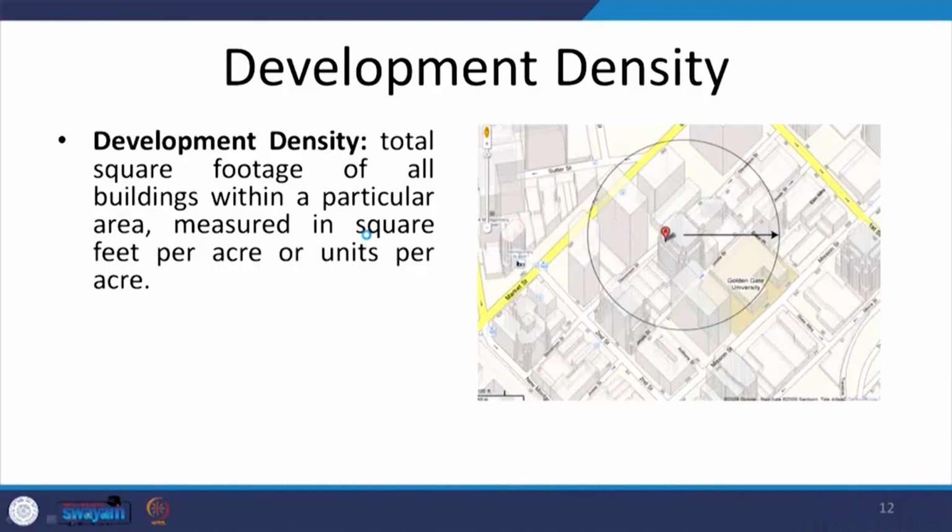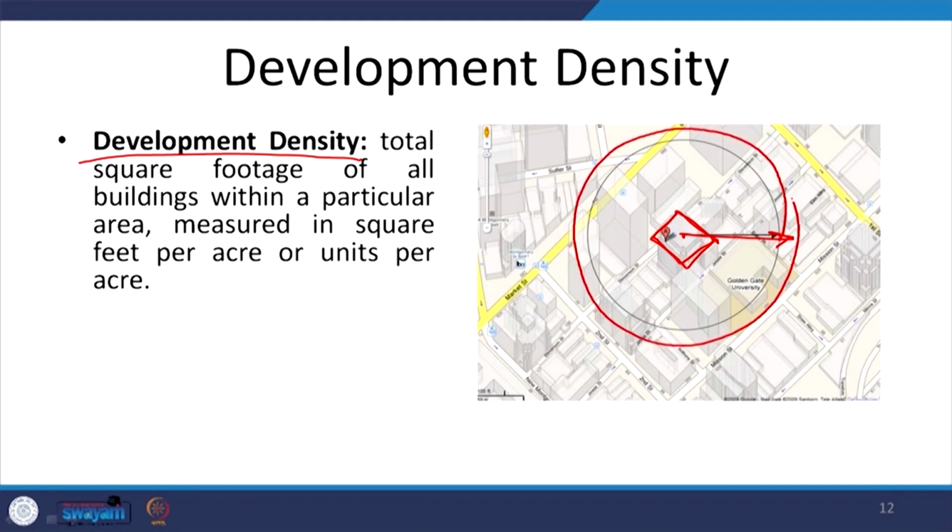So, there are 2-3 concepts which we understand here. First is development density. Now, from the building under question, suppose this is the building being developed, from the center of it, we draw a radius, and this radius varies from different rating programs, but it is at times 400 meters, 500 meters, sometimes more, half a mile, 1 mile is also there. And in this entire circle, we try to see what is the development density.